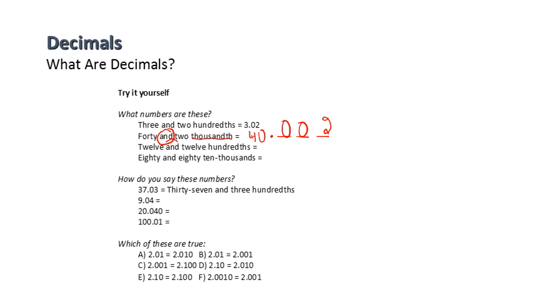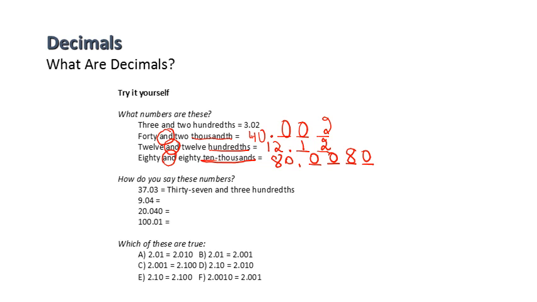Let us continue. Don't forget to circle the "and", underline the place value of the last digit. 12 in the whole part and 12 hundredths. I have hundredths, that means I have two digits. I have 12, so 1 in the tenths and 2 in the hundredths. Also circle the "and", underline the place value. I have 80 and 80 ten-thousandths. That means I have 4 digits and I have 80. So what do I do? Like this, and the zeros in the tenths and the hundredths.